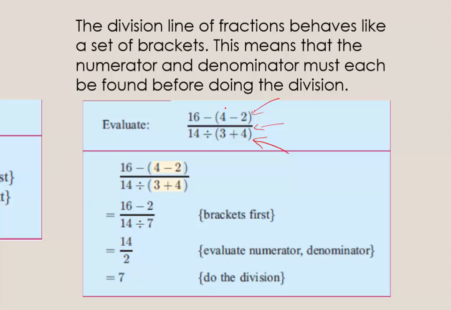In this case we have brackets, so 4 minus 2 is 2, 16 minus 2 is 14, and on the bottom we have 3 plus 4 is 7. 14 divided by 7 is 2, which leaves you with 14 divided by 2 equals 7.